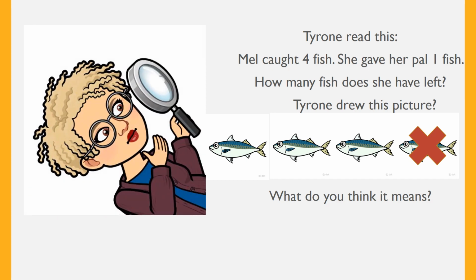Tyrone read this. Mel caught 4 fish. She gave her pal 1 fish. How many fish does she have left? Then Tyrone drew this picture. What do you think this means?